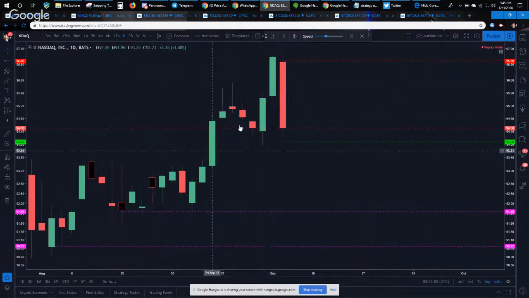The NASDAQ had a nice clear trend going up. This is a reversal. Again, price action trading works best when you are trading with the trend.